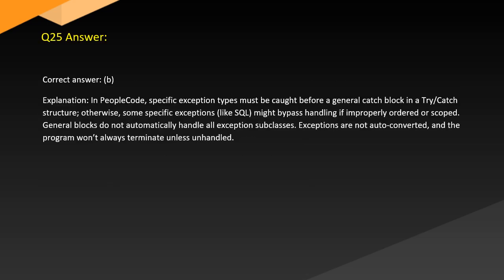Answer. Correct answer, B. Explanation. In PeopleCode, specific exception types must be caught before a general catch block in a try-catch structure. Otherwise, some specific exceptions, like SQL, might bypass handling if improperly ordered or scoped. General blocks do not automatically handle all exception subclasses. Exceptions are not auto-converted, and the program won't always terminate unless unhandled.